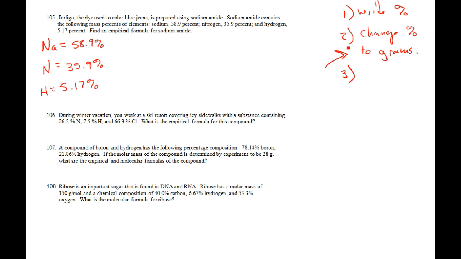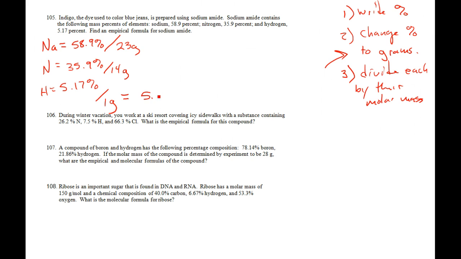All right, hopefully that goes well. You can kind of grasp that. All right, so then our third step, what we're going to do is divide each by their molar mass. All right, and that's just their atomic mass. It's the same thing. So from the periodic table, sodium is 23 grams, nitrogen is 14 grams, and hydrogen is 1 gram. So we're going to divide those each out and get a number.